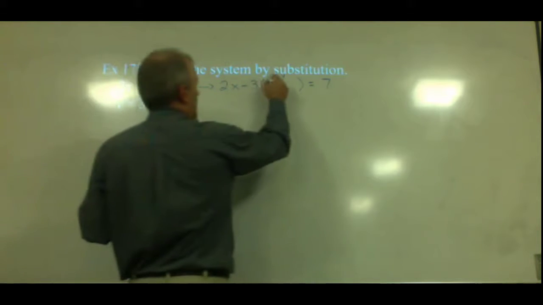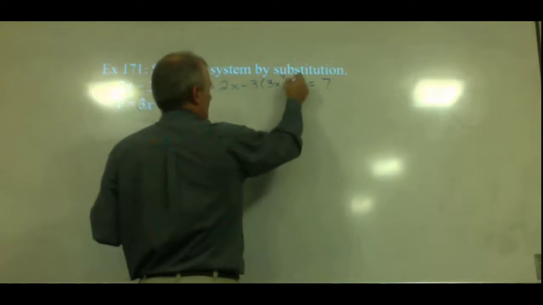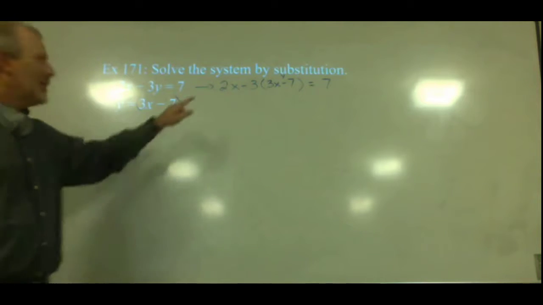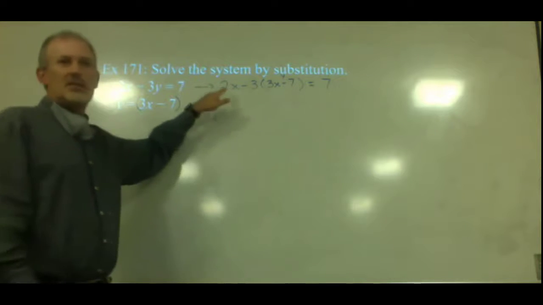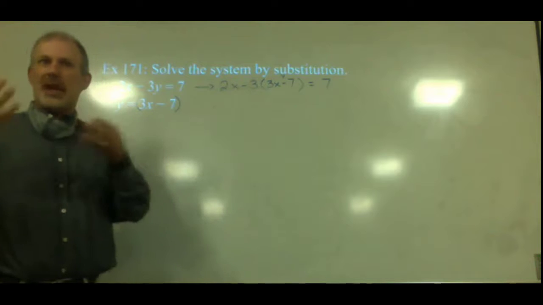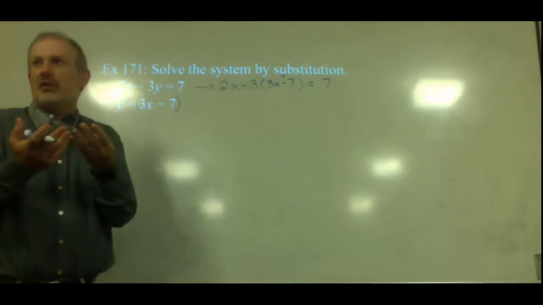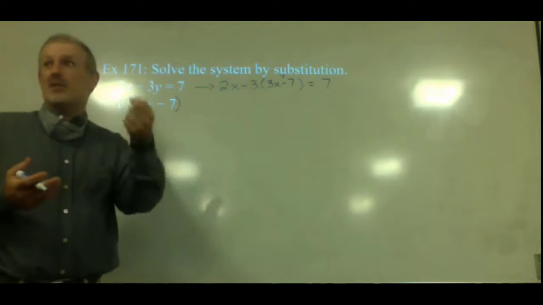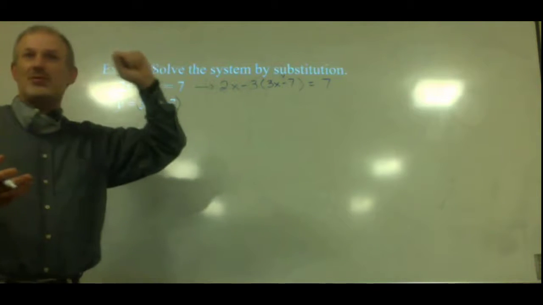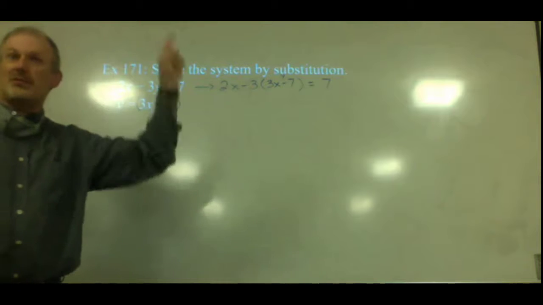So we put in a 3x minus 7 here. Now, why would we want to do that? Here's the reason. Now we have an equation that's only x's. If you have an equation with x's and y's, you can't really solve it very well. But if you have just x's, we learned back in chapter 1, and hopefully remember some of it, how to solve for one variable. And so that's what we'll do.